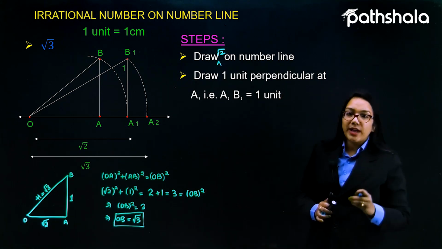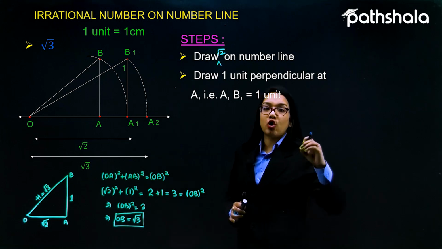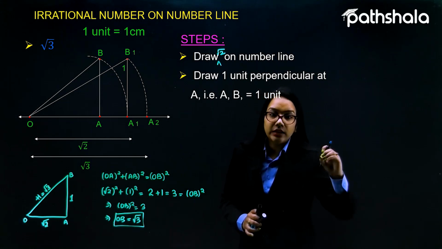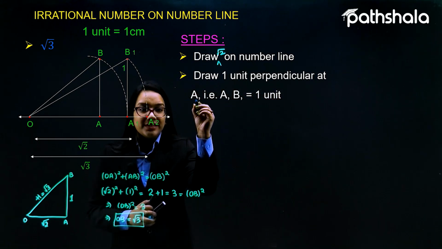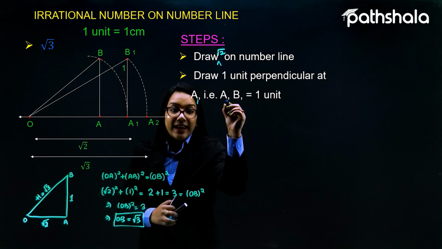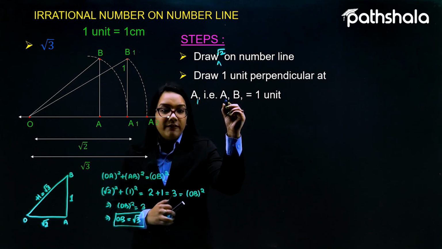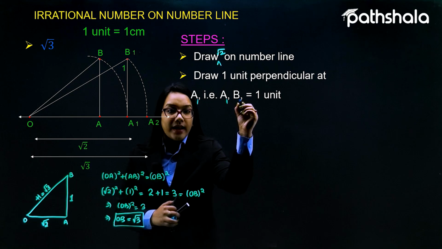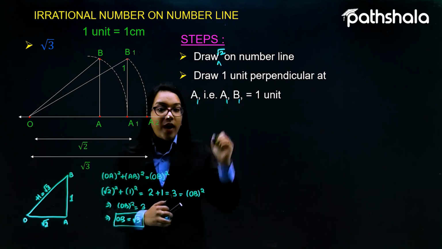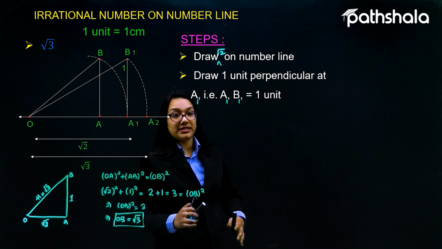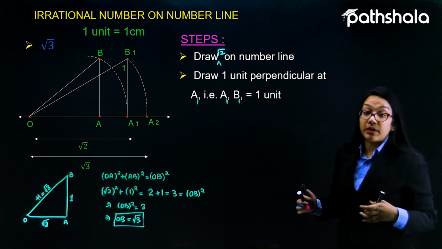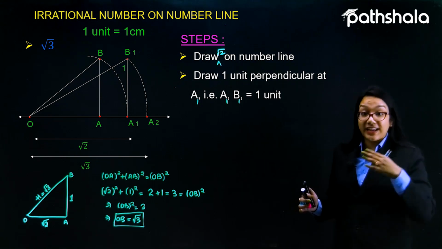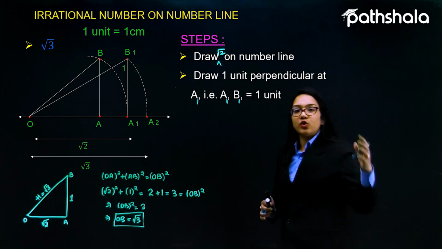So further, as we know that OA1 is root 2, draw 1 unit perpendicular at A1. So this is nothing but our A1. This is not A dash, this is A1. That is A1B1, such that A1B1 is nothing but 1 unit. So step number 1 would be to draw root 2 on the number line. Step number 2 would be to draw 1 unit perpendicular at A1, that is A1B1, which is equal to 1 unit.